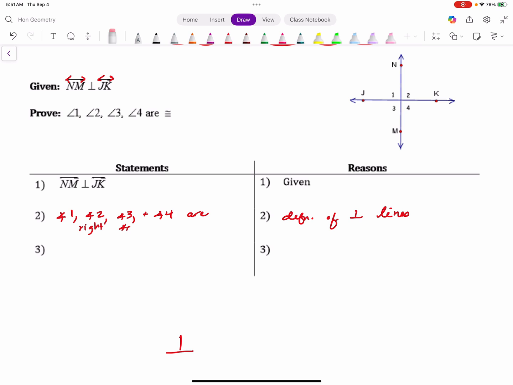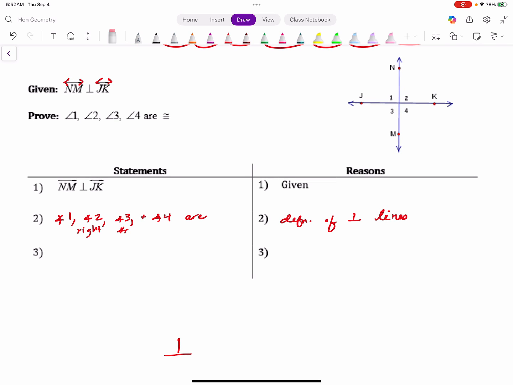And then I could go through the whole rigmarole about, okay, each of those measures are 90 degrees, and therefore they all equal each other from substitution or the transitive property. But we could also use that theorem that we've proven already in this chapter. Once you say they're all right angles, then I can say that angle 1 is congruent to angle 2, which is congruent to angle 3, which is congruent to angle 4, because all right angles are congruent, because we've already proven that this chapter.